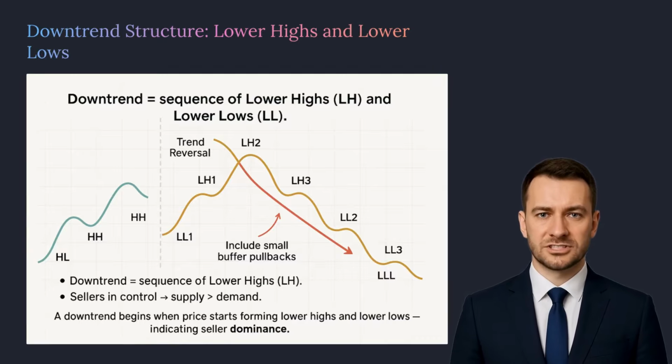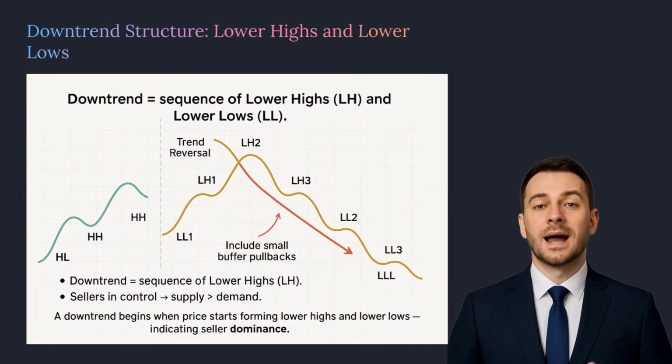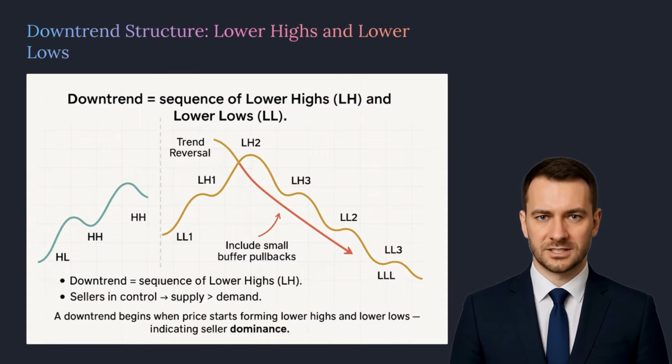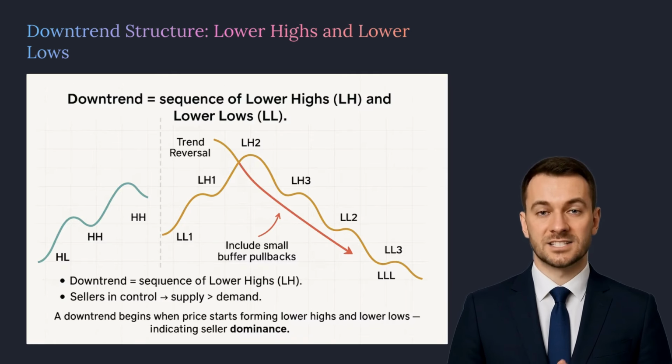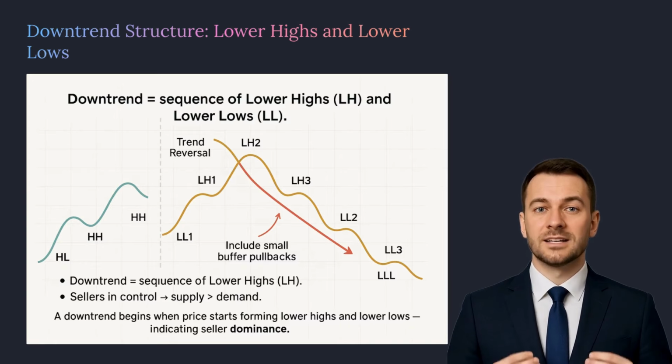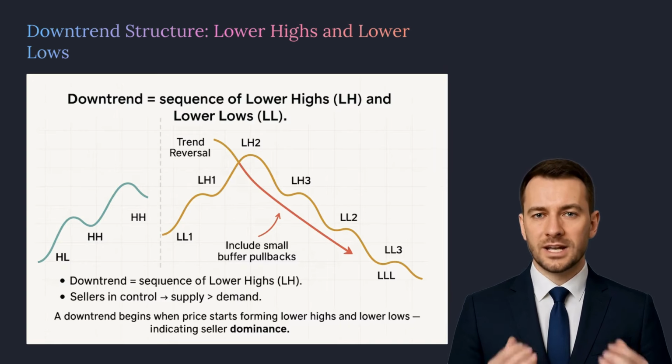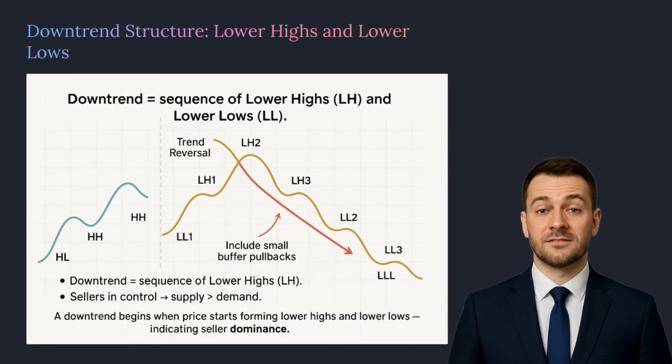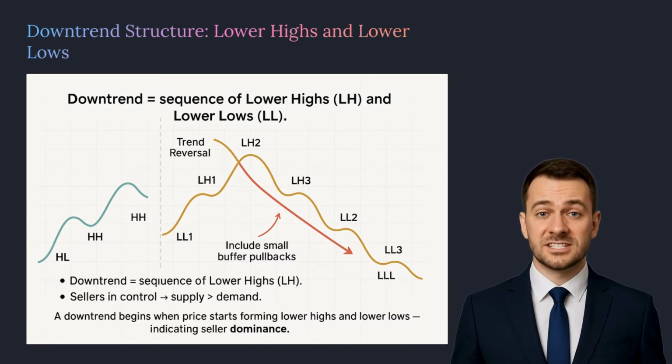Downtrend. A downtrend, conversely, is a series of lower highs, LH, and lower lows, LL. Each rally fails below the height of the previous one, and each sell-off makes a deeper low. This signals supply, selling, is dominant. In a downtrend, traders favor selling, shorting, on rallies, anticipating further declines. In the chart above, once the trend reverses, around the middle marked trend reversal, you can see prices start making lower highs and lower lows.